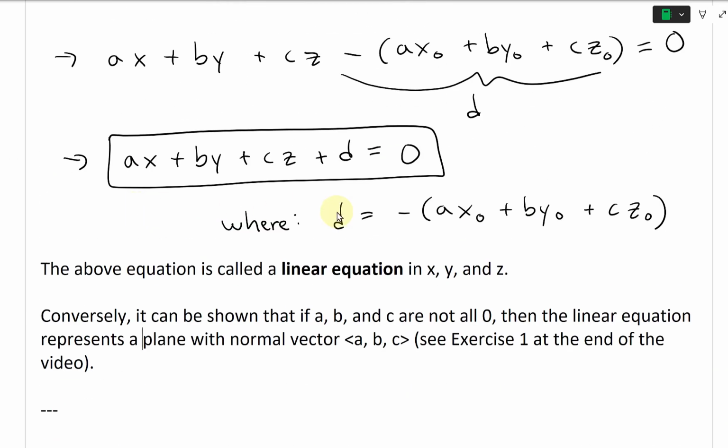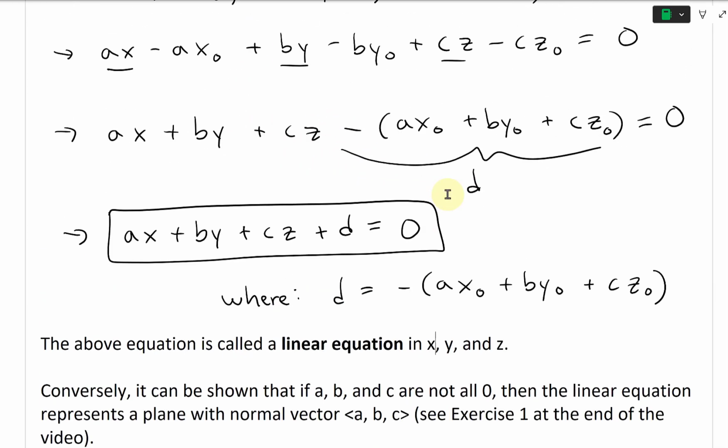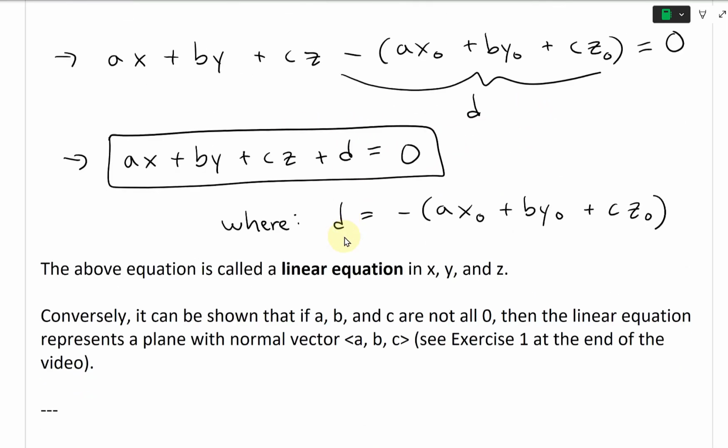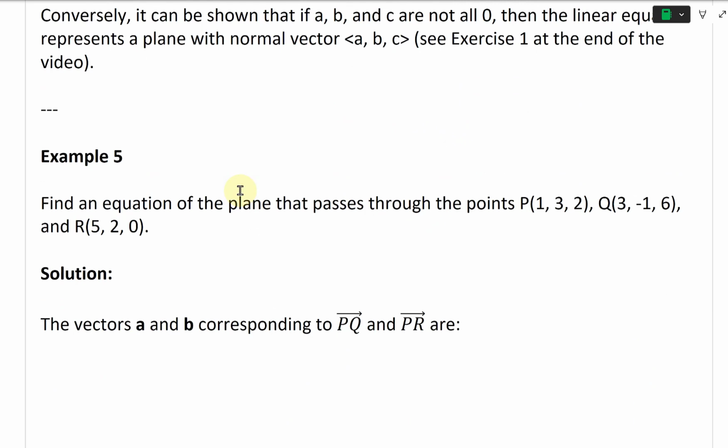And basically it's saying, prove that this is an equation of a plane starting from here, or something. And it's pretty straightforward. You can just go backwards, but without needing to input this whole setup here, just with this d value here, and I'll show that in exercise 1 at the end of the video. Anyways, let's go further. So let's take a look at example 5.